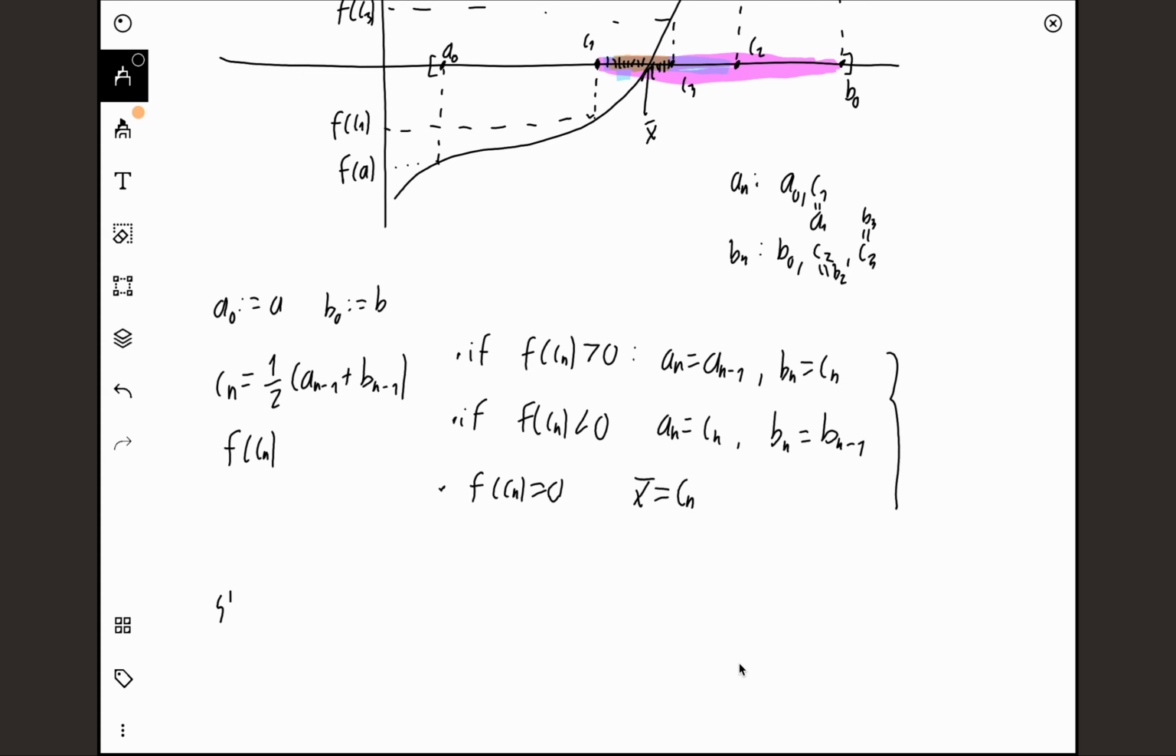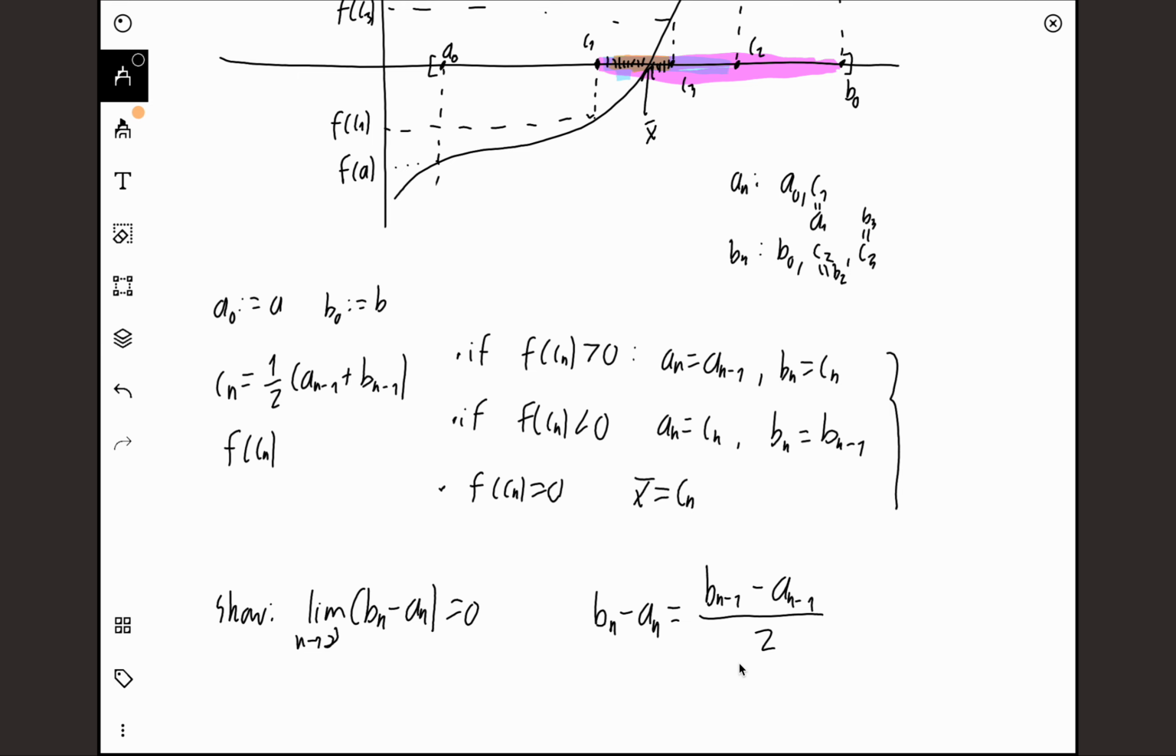So the only thing we still have to show is that the limit as n goes to infinity of bn minus an equals 0. And how do we show that? Well, it's really easy too. Basically, we see that bn minus an, the size of the new interval, just equals bn minus 1 minus an minus 1 over 2. So the size of the new interval just equals half of the size of the previous interval.